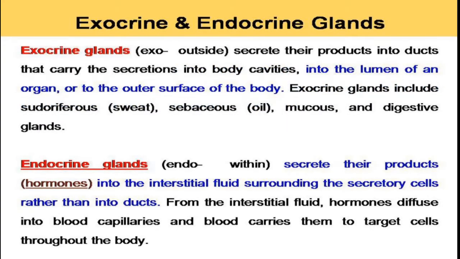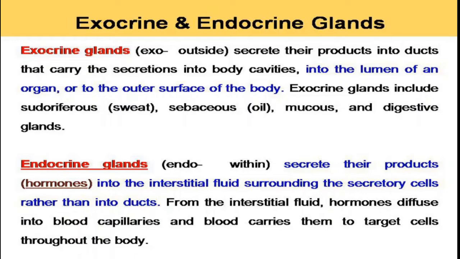Next is, what is the basic difference between exocrine and endocrine glands? Exocrine glands are those which secrete their product into ducts that carry the secretion into the body cavity, into the lumen of an organ, or to the surface of the body. Examples of exocrine glands include sudoriferous glands, sebaceous glands, mucous glands, and digestive glands.